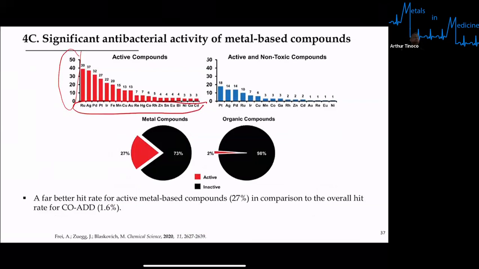And then from this active and non-toxic, obviously that's going to drop. And so you're going to see which ones contain which metals, and the one that stands out the most would be platinum in terms of the ones that are active and non-toxic. All right, so it turns out that you have a far better hit rate for active metal-based compounds, 27%, in comparison to the overall hit rate for the COADD, which is only 1.6%. So of the metal compounds that were actually screened, 27% were observed to be active. So that's active, not necessarily active and non-toxic. So that was actually a very interesting finding.